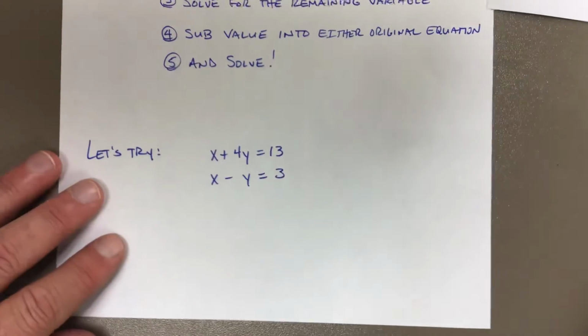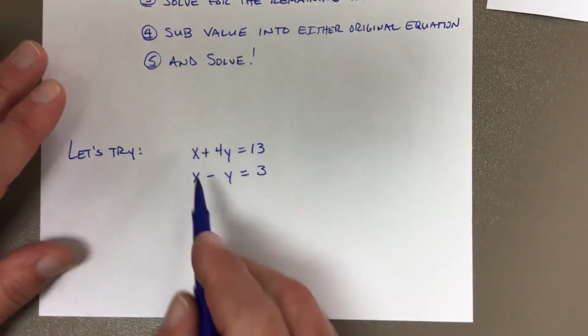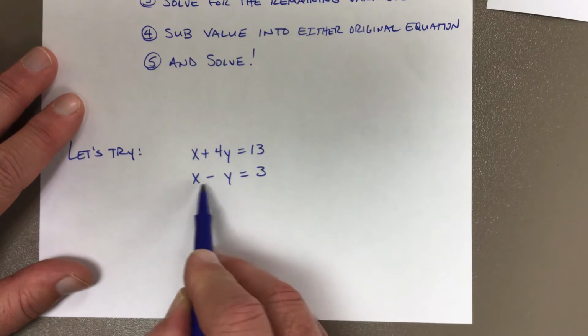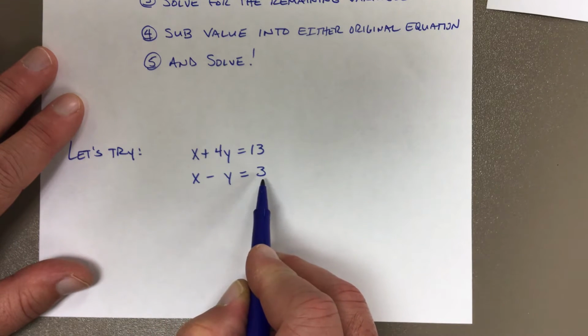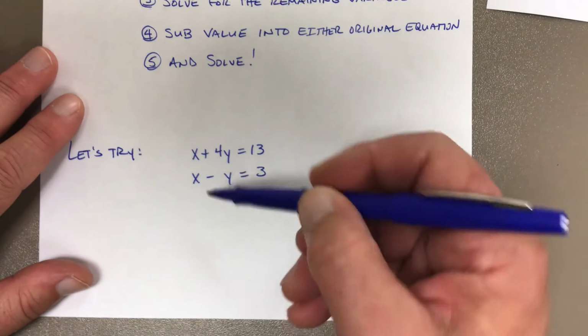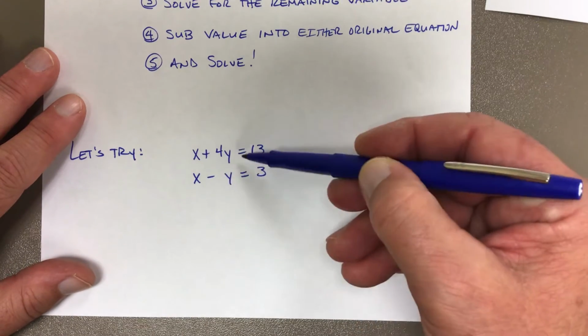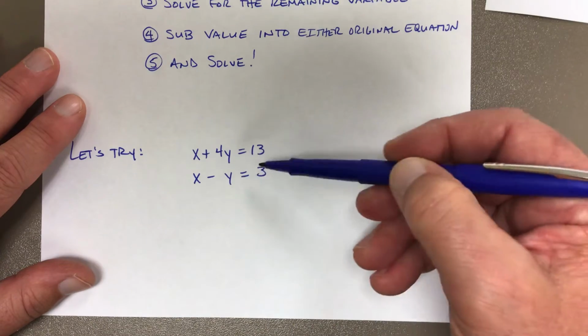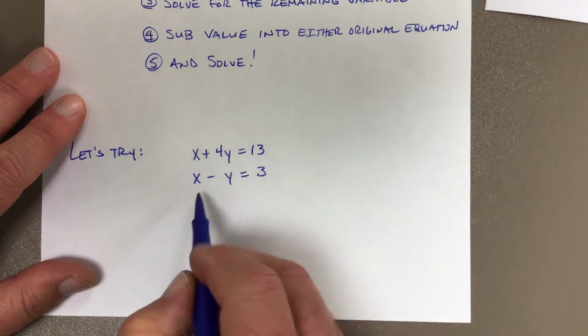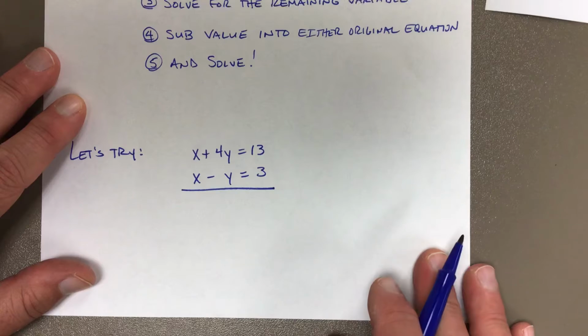All right, so let's take a look at this problem here. x plus 4y is equal to 13, and x minus y is equal to 3. So again, the biggest thing is that we have to have them lined up. Notice the x's are here, the y's are here, the equal signs, and the number. So we're good to go. So we'll draw a line underneath here.